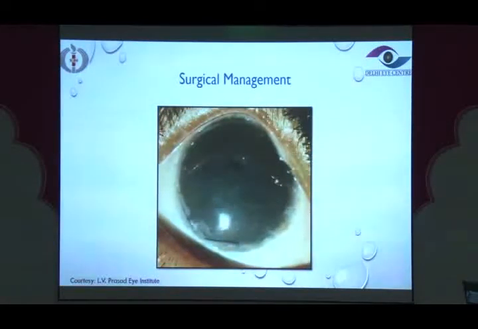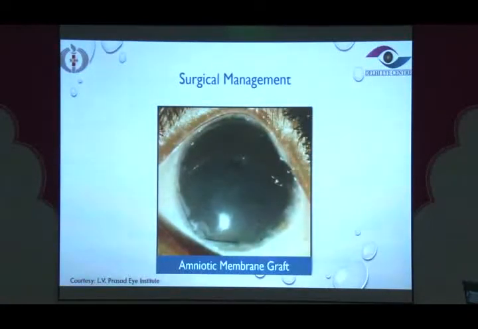So what is the surgical management, and when do we need to take these patients up for surgery in the acute stage? So for surgery, we need to do amniotic membrane graft, and the indication for amniotic membrane graft in a case of chemical injury is that if it's grade 3 or above, there are extensive ocular surface burns.